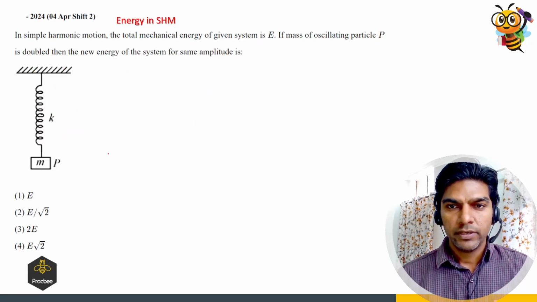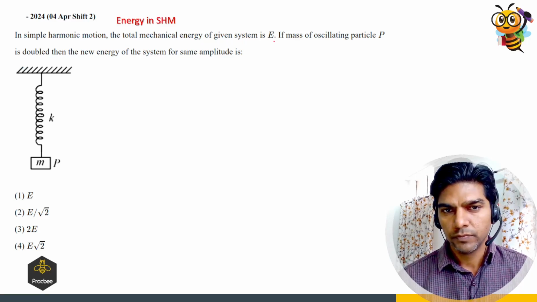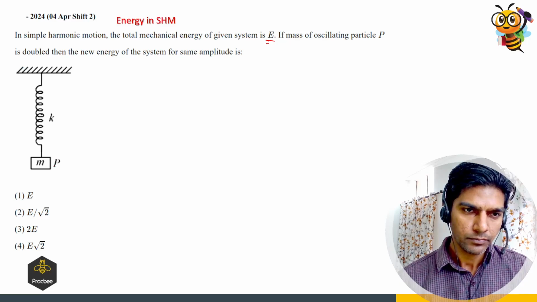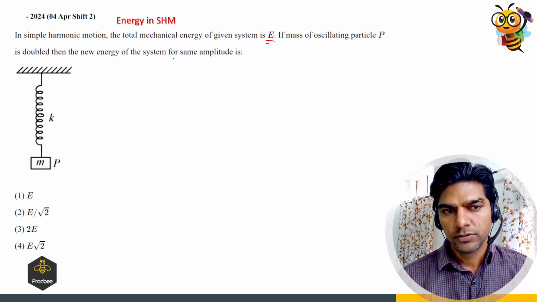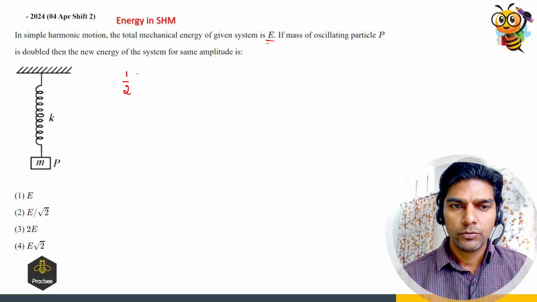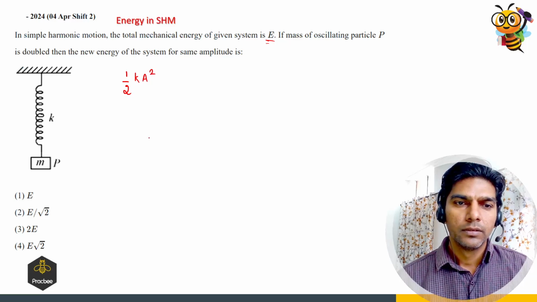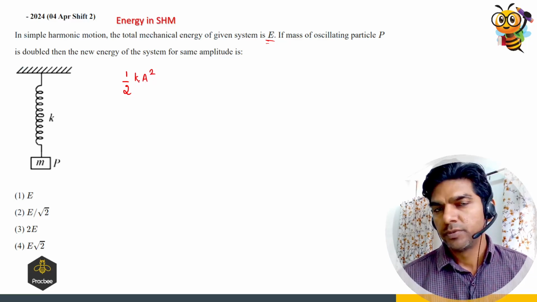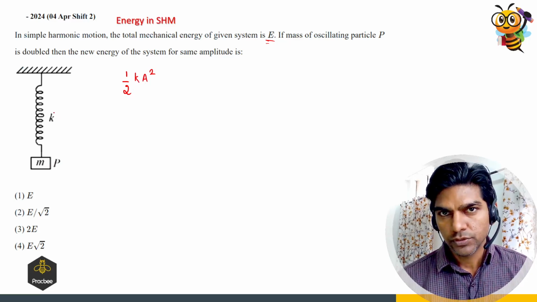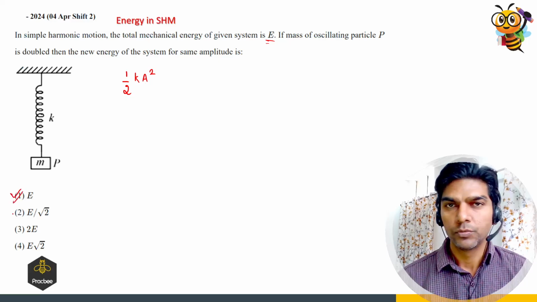Now let us see this question. In a simple harmonic motion, the total energy of a given system is E. If the mass of the oscillating particle is doubled, then the new energy of the system for the same amplitude. So we know that the mechanical energy is given as half k a square, right? So it depends upon the amplitude and it depends upon the force constant, and we are only changing the mass, we are not changing the force constant or the spring constant. So the mechanical energy will not change. So the answer will be option 1.